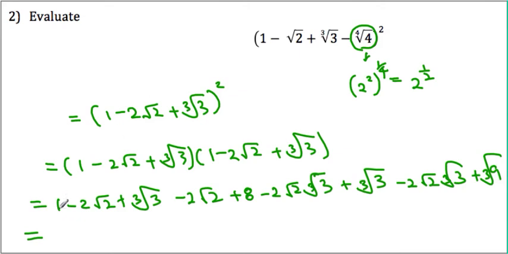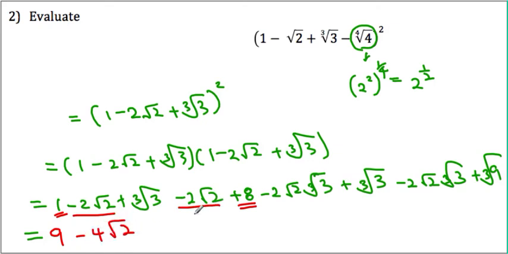So first we have integers. 1 here, and 8 here, and that's about it. So we end up having 9. How about square root of 2? We have one of them here, another one here, and that's about it. So we end up getting minus 4 square root of 2.